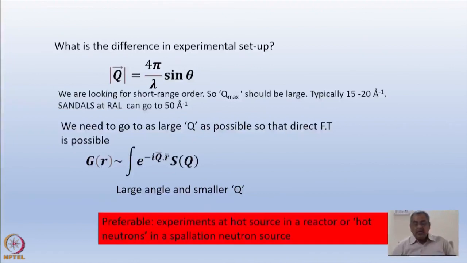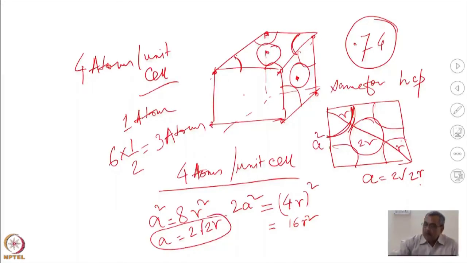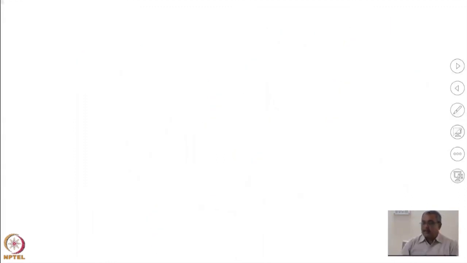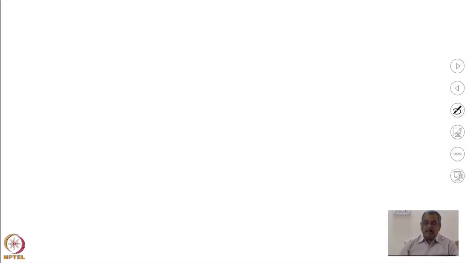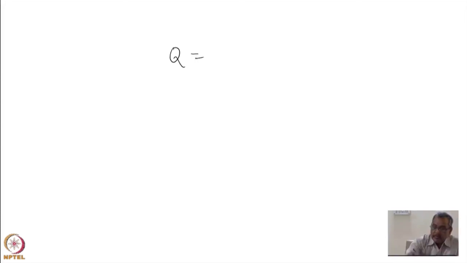So now, what is the difference in the experimental setup? That's a very important thing. What I want to say here is how a crystal diffractometer will be different from a liquid and amorphous diffractometer. Let us just start with the most basic quantity that we are aware of, 4π/λ sin θ.